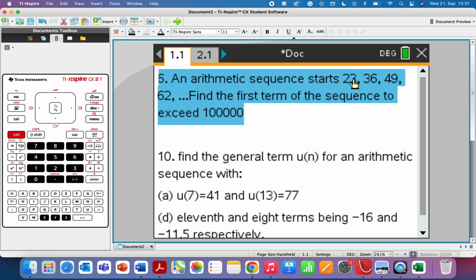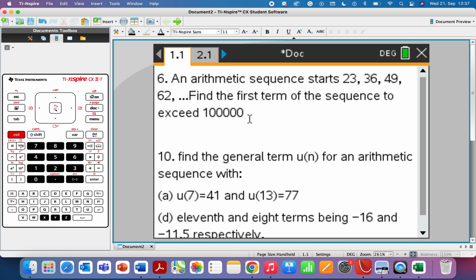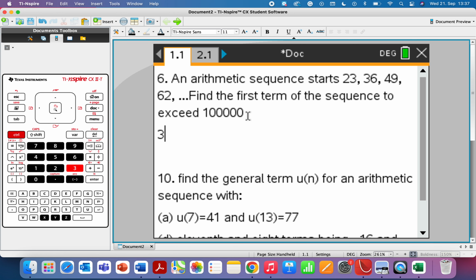Here's an arithmetic sequence, 23, 36, 49, 62. So it's arithmetic, of course, because 36 subtract 23 is equal to the same as 49 subtract 36, right? And that equals 13, which equals the common difference. It's called d in our formula book. So d can be positive or negative. The sequence could be increasing or decreasing.